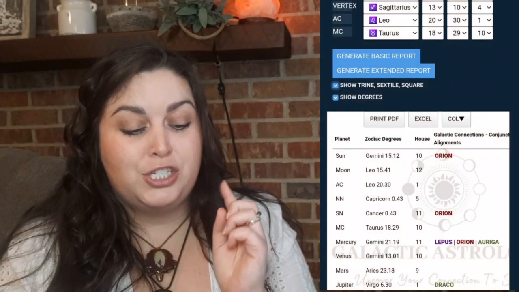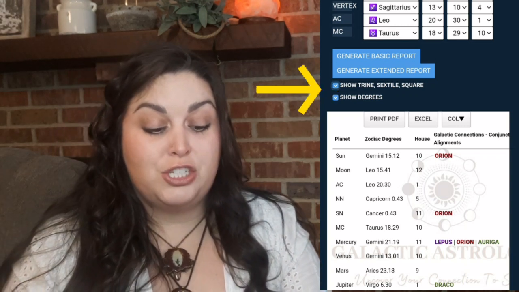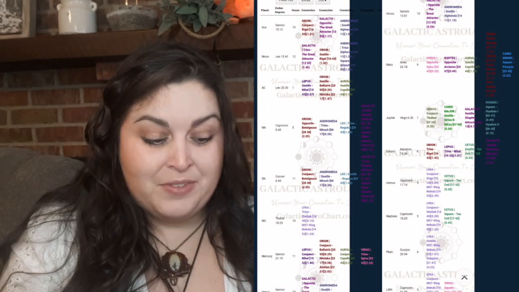But now what you want to do is you want to see your whole chart. So you want to see all of your origins or all of your alignments, where have you visited, your favorites, and so on. So to do this, you want to click on the two boxes that say show trine sextile squares and show degrees, and then hit the generate extended report. So this, if you scroll down, you're going to have a very long report, or at least I did, which I had to break down in 3 different screenshots for you guys to fit it on the screen.